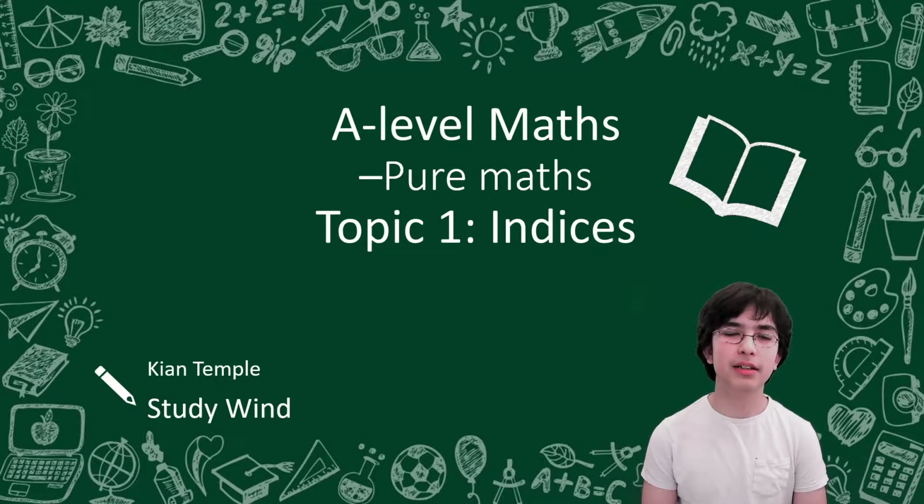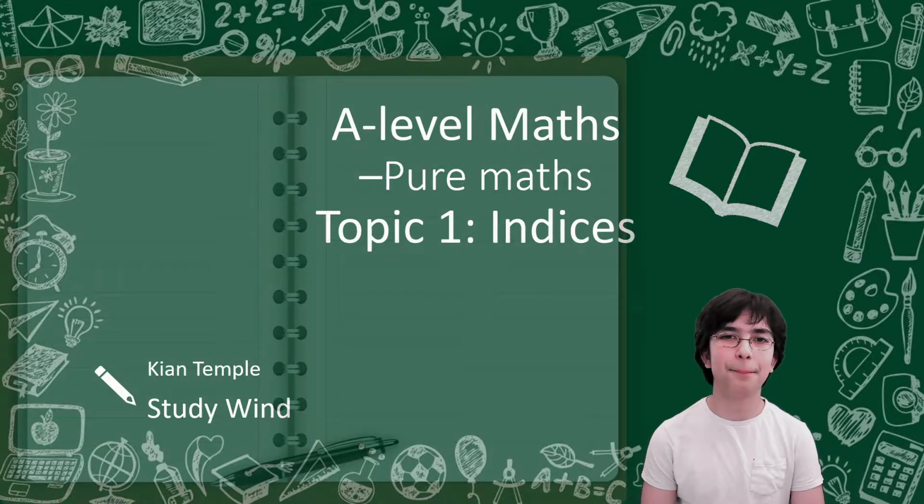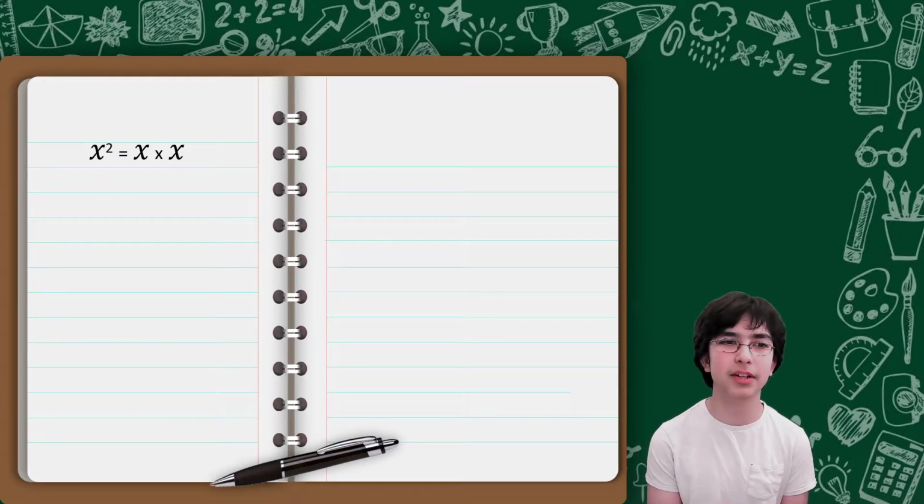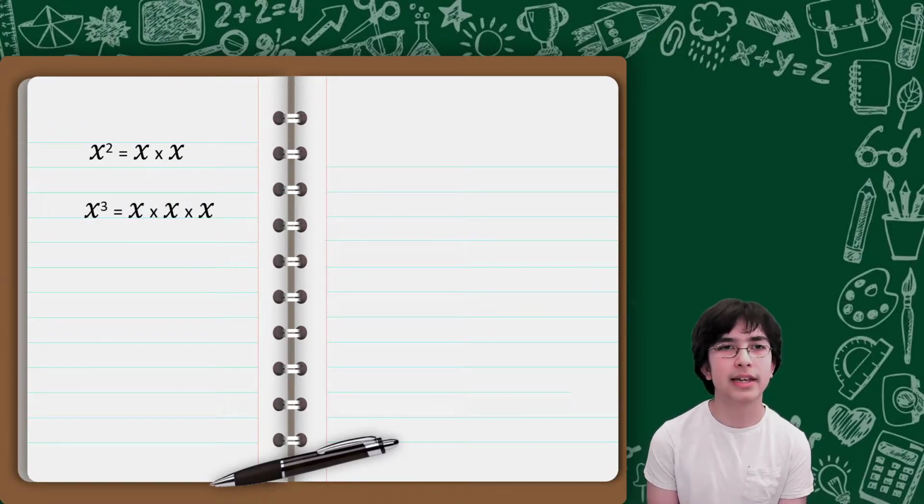Today we will be studying indices. So indices is a form of notation for writing repeated multiplication. So for example, x squared is x times x, because the little number at the top right denotes how many of the number is multiplied by itself. So x squared means x is multiplied by itself 2 times. X cubed would mean that x is multiplied by itself 3 times, and so on.